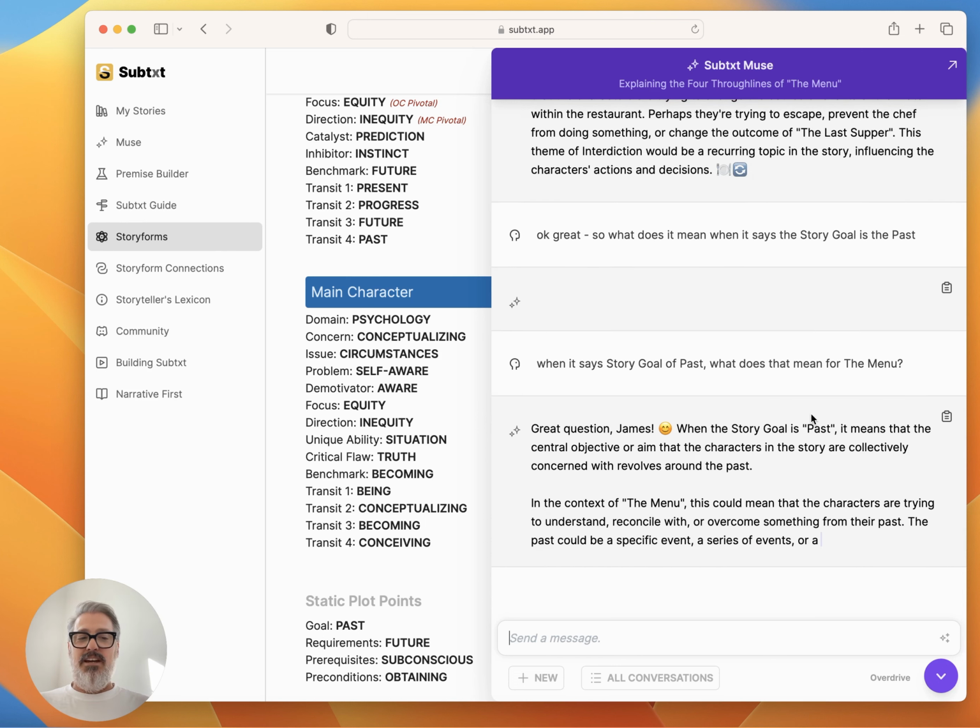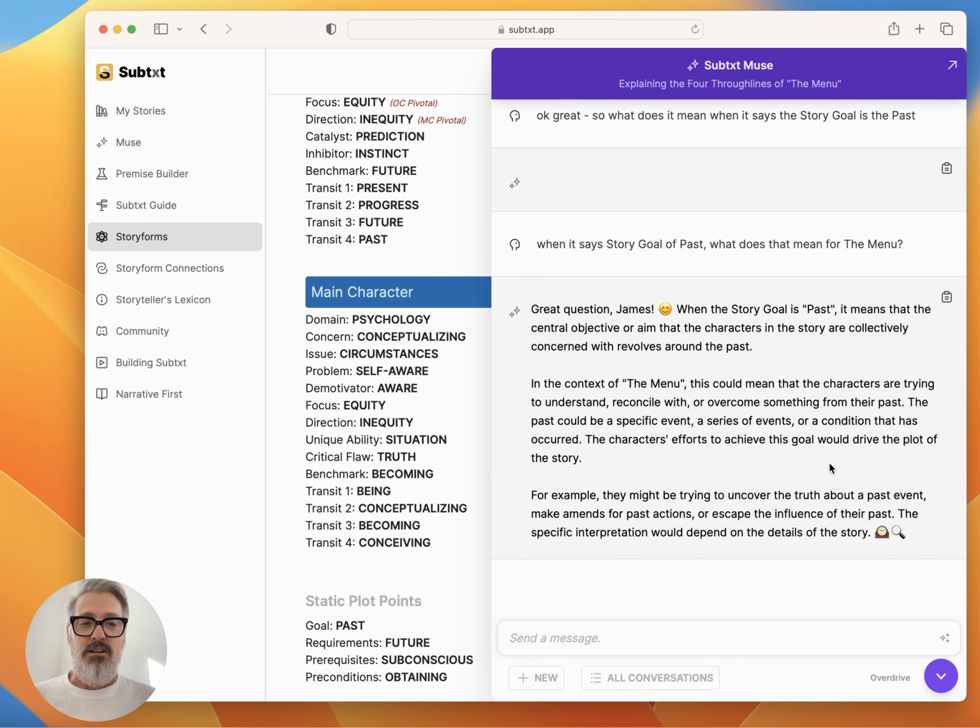When the story goal is past, it means that the central objective or aim that the characters in the story are collectively concerned with revolves around the past. This could mean that the characters are trying to understand, reconcile with, or overcome something from the past. Why did he bring all of these people into the restaurant for this final dinner? Because they all did something to him in the past, and now they're going to pay for it. The past is coming up, creating all kinds of conflict.